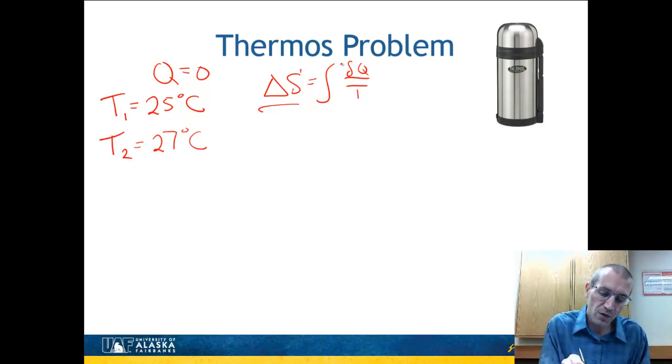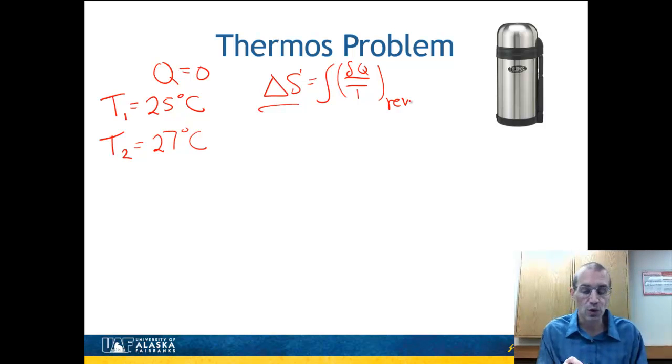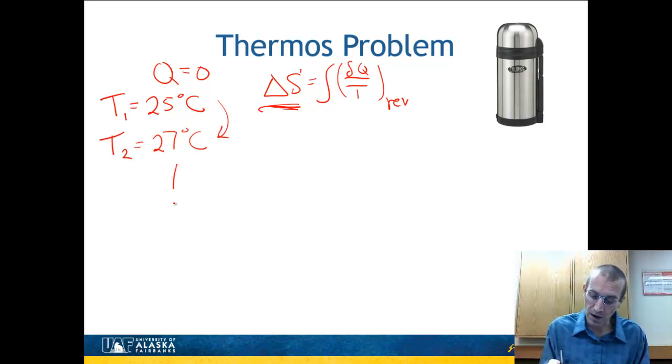Well, remember, this is a way to get it. If I went ahead and added up del Q over T from 25 to 27, if I added heat to the thermos, I could calculate what delta S is. But I can still heat it up by friction, get it to 27 even though there's no heat transfer. It's just that then it's an irreversible process.